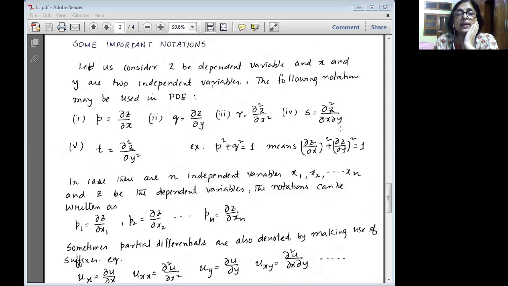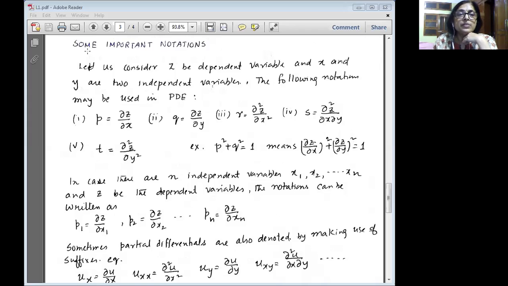In today's class, I'll give you some notation we generally use in partial differential equations, as well as the different types of linearity that occur in partial differential equations. We are going to discuss these types of linearity in this lecture.